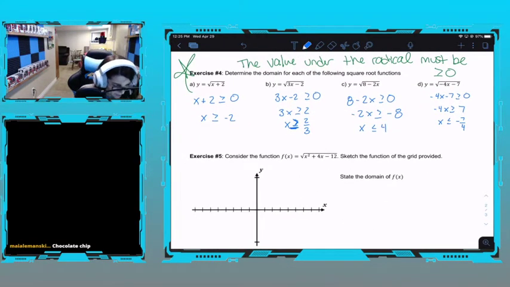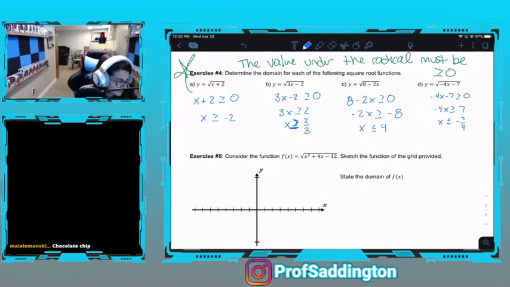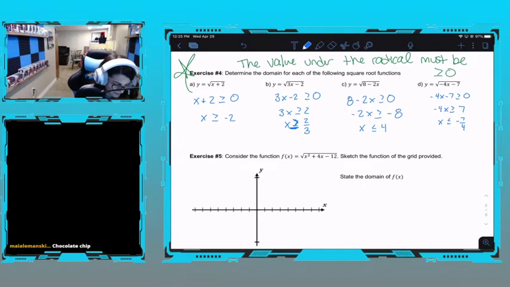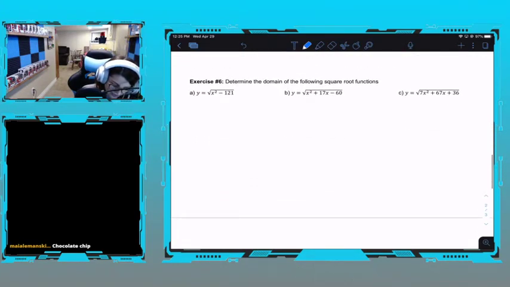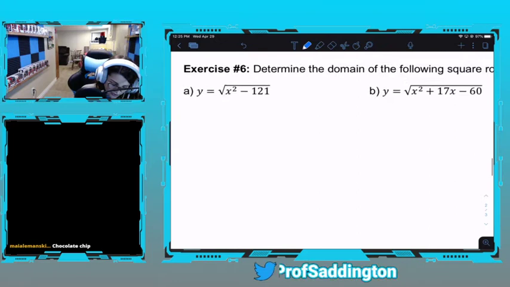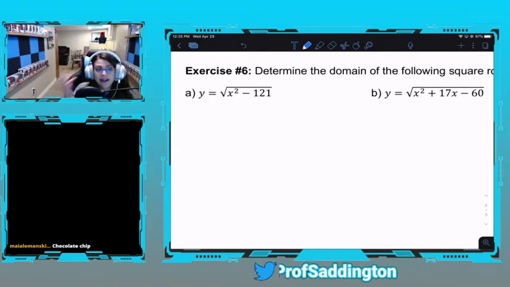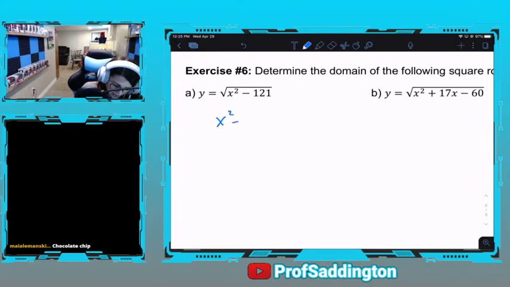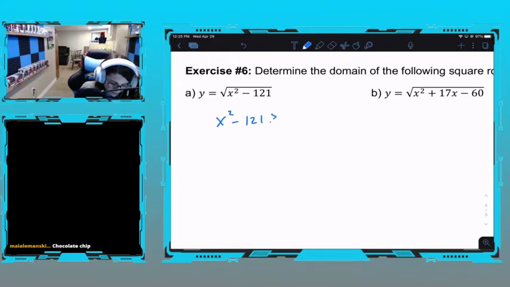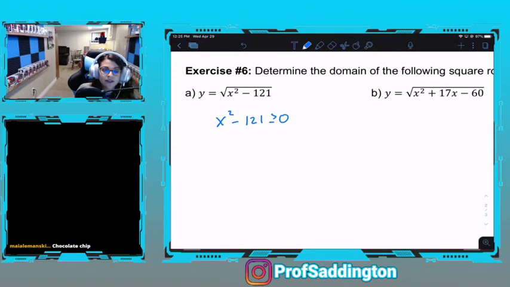Okay, let's do a couple more examples, and then we'll call it a day. I'm going to skip that one because I don't really care about graphing. So let's do one that's a little more exciting, where we have a quadratic involved. We're still going to do the same process, where we have to be greater than or equal to 0.